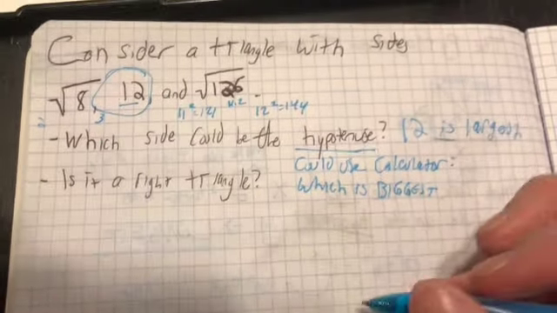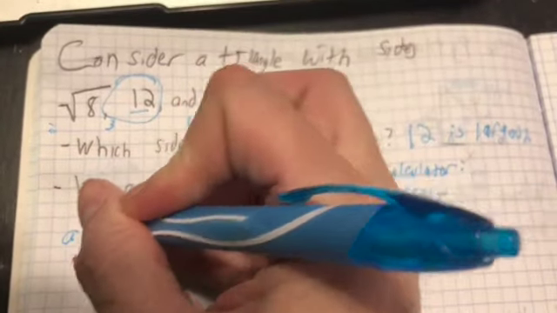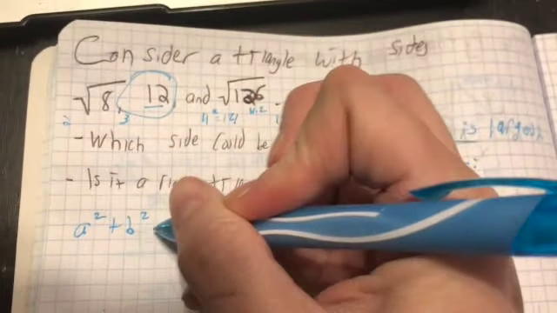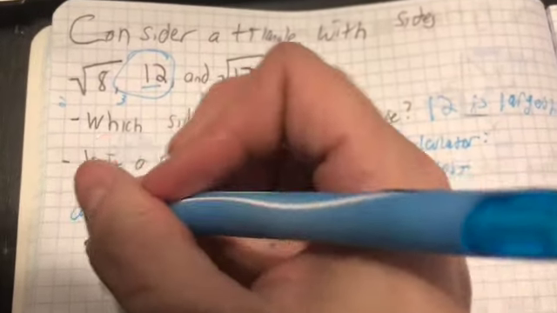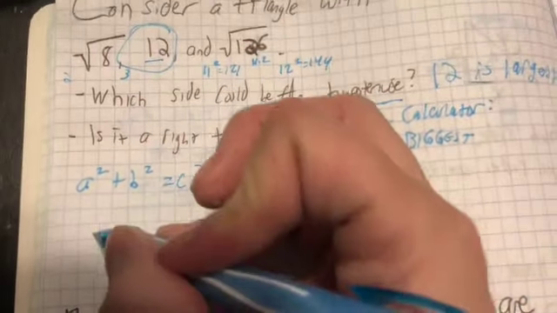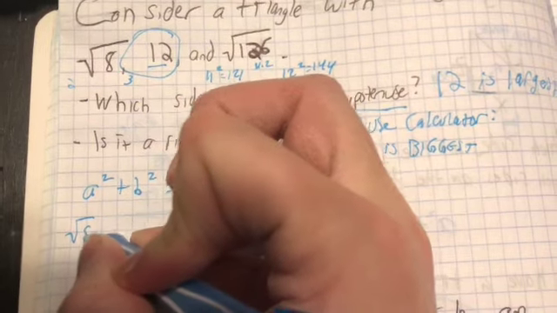So now, is it a right triangle? Is a squared plus b squared equal to c squared? So my two legs are the square root of 8 and the square root of 126. And this is where the square roots being not so bad help us out, actually.